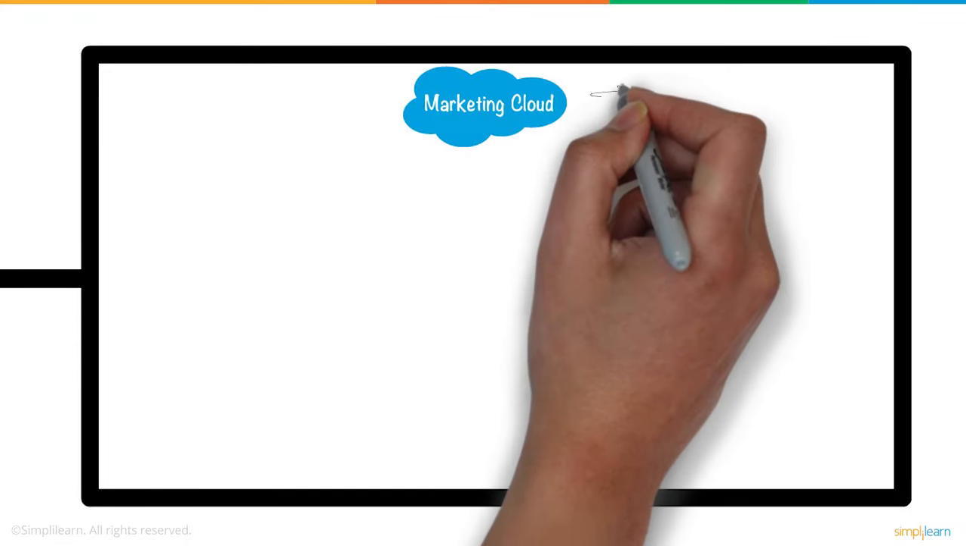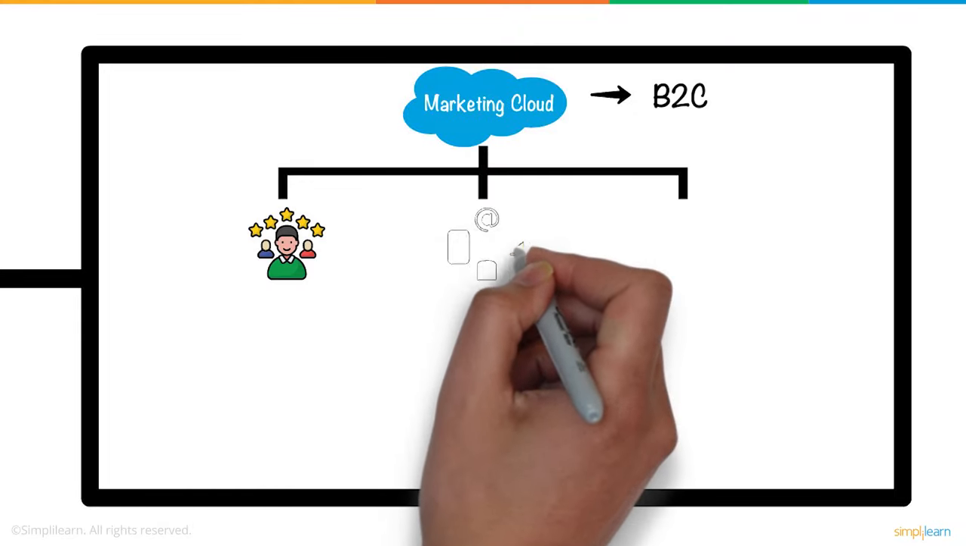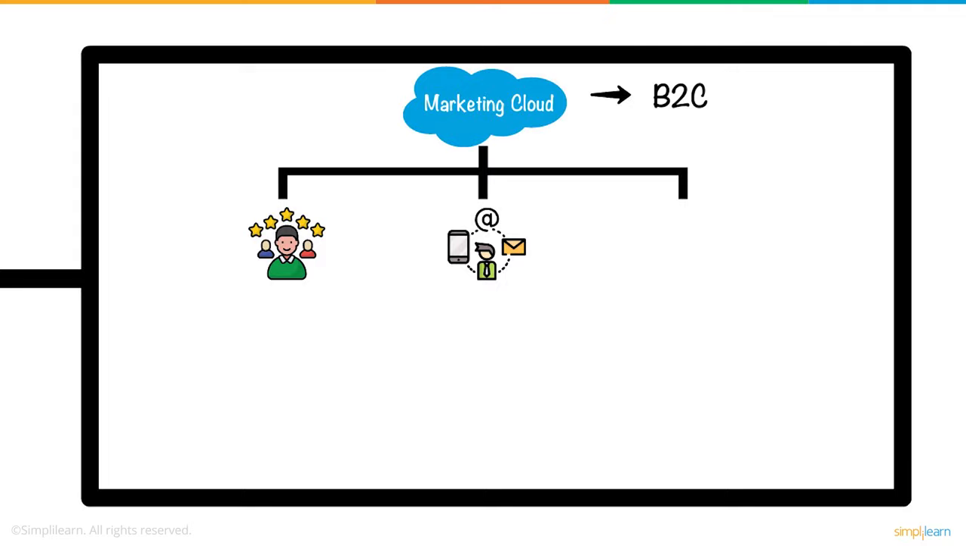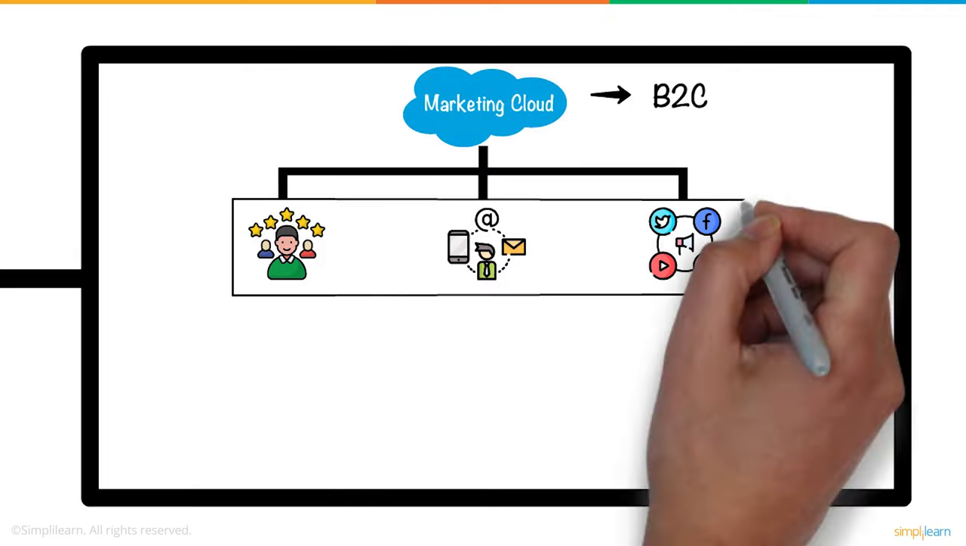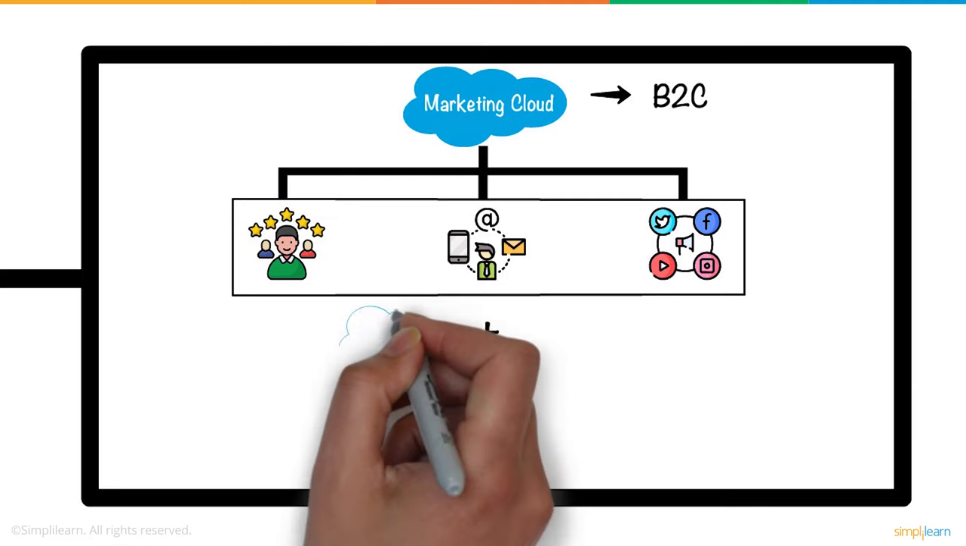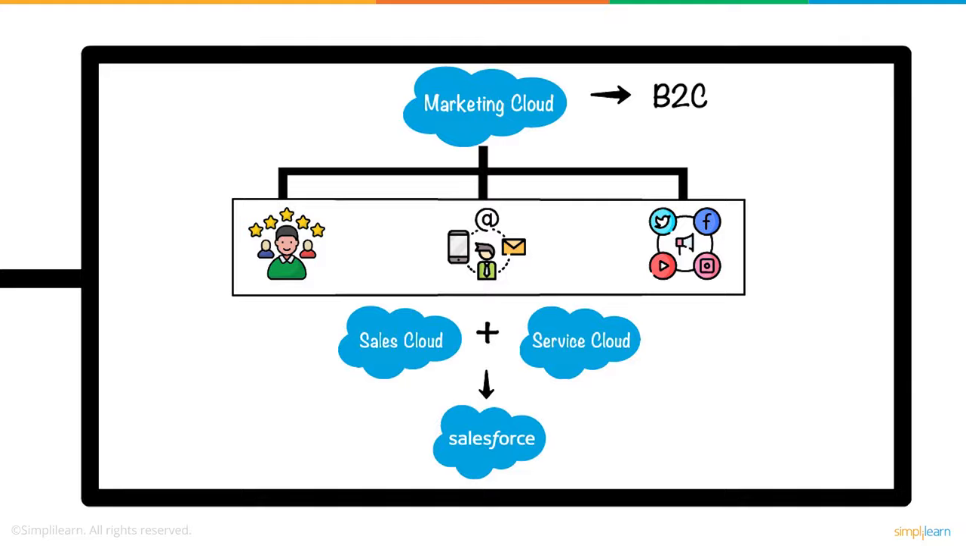The third cloud is the Marketing Cloud. The Marketing Cloud is a robust digital marketing system for B2C customers. It allows you to connect with customers, track their journeys across various communication channels, and maintain their presence on social media. The Marketing Cloud may be combined with the Sales or Service Cloud to combine all data under one platform.